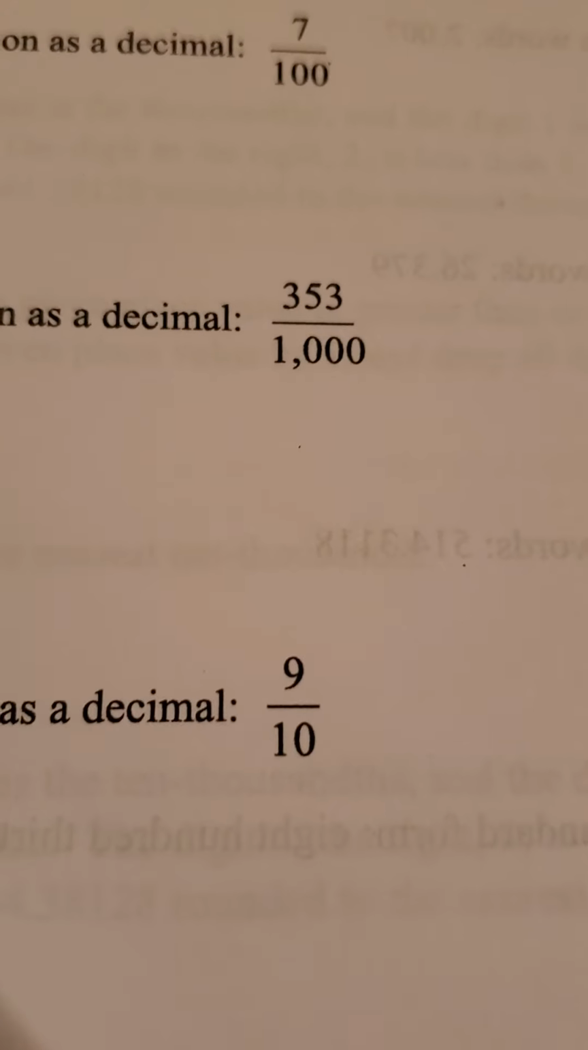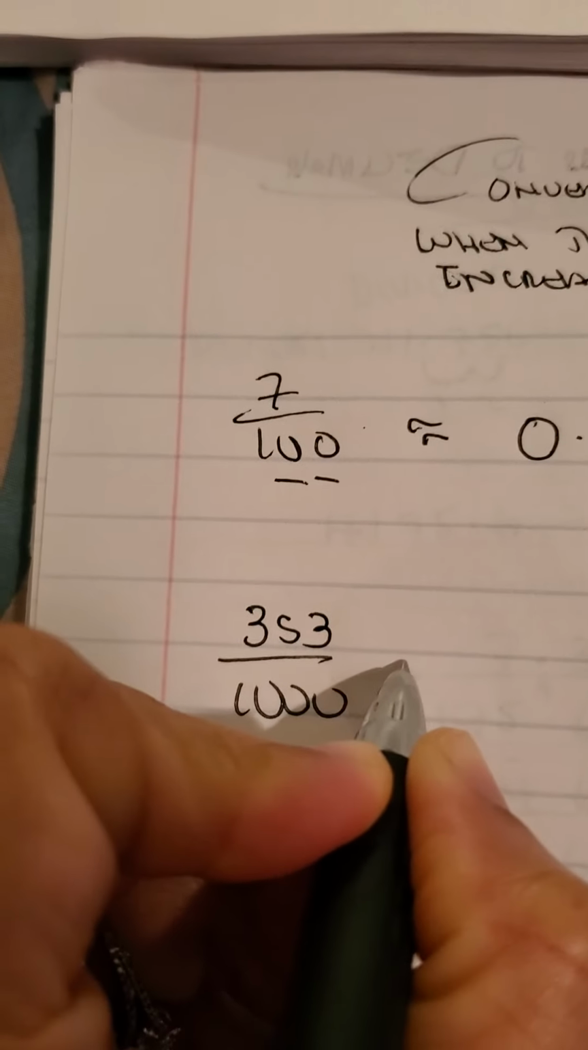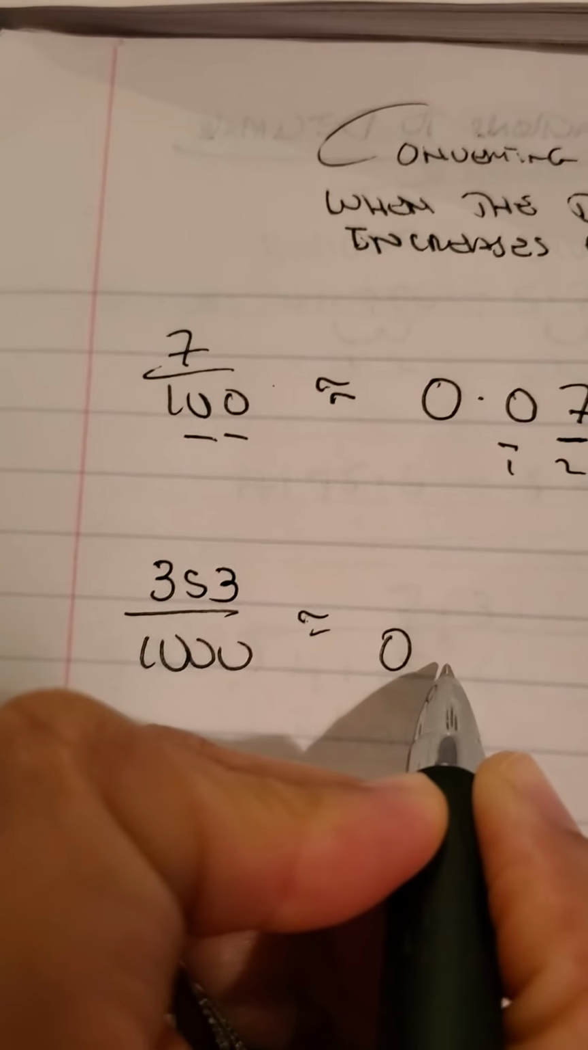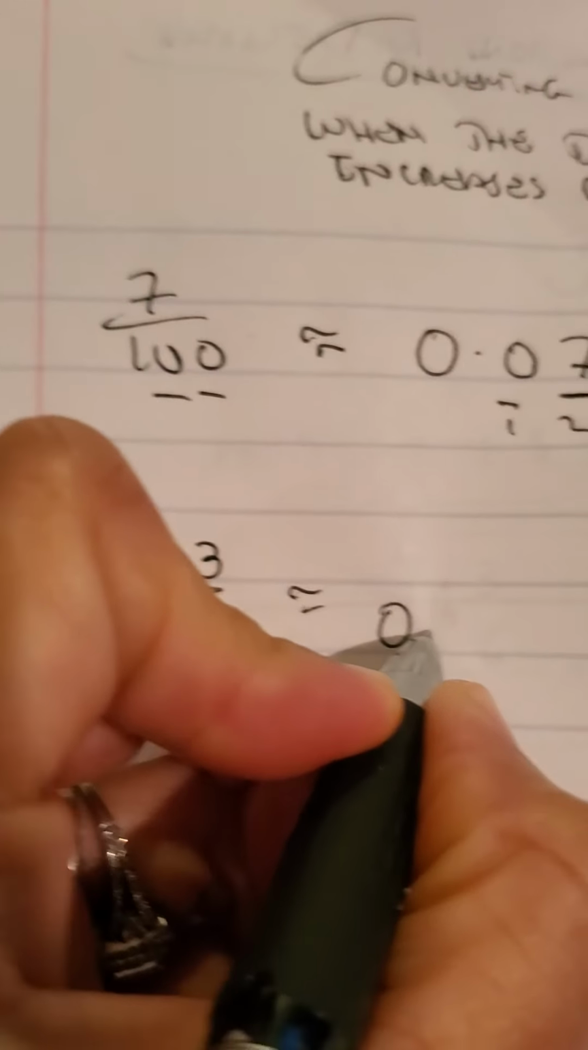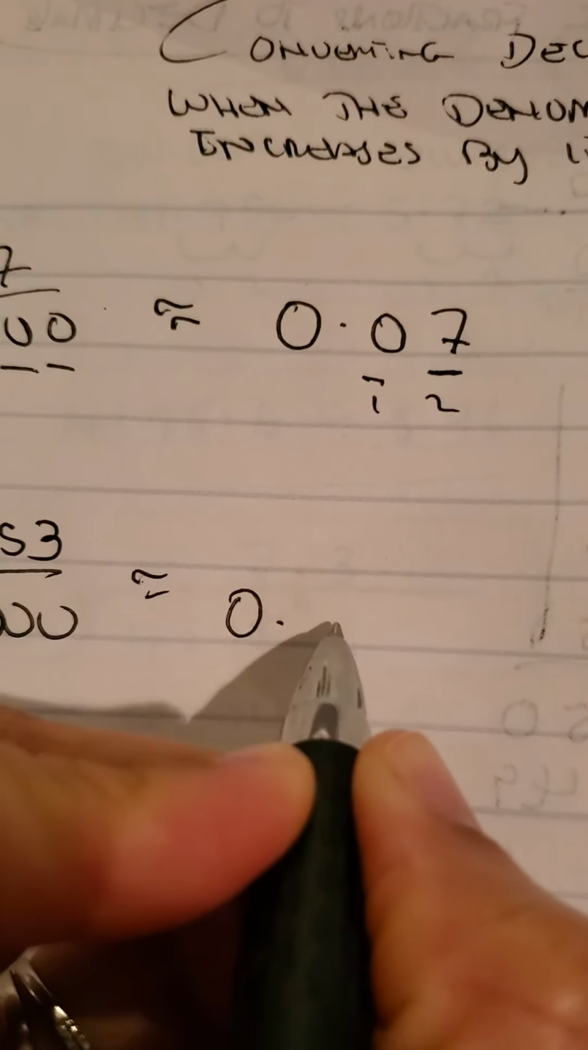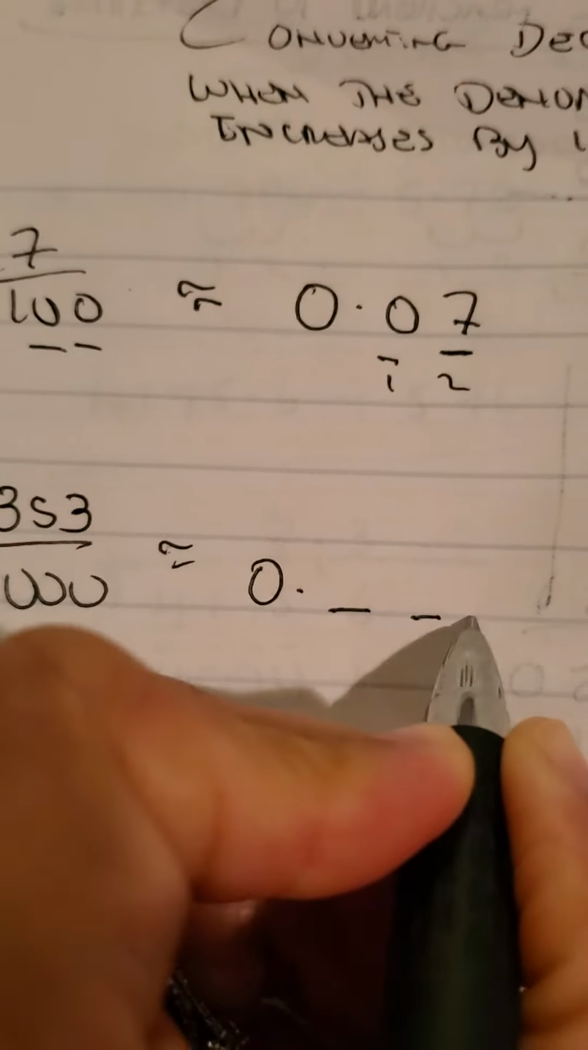353 thousandths. That means my last digit is going to be in the thousandths place. And this is going to be a 3. So we all know, we spoke about this earlier, that whenever you have a proper fraction, there are no whole numbers. So it's always going to be 0 point something, right? So my last digit, it's 3 decimal places, 1, 2, 3.